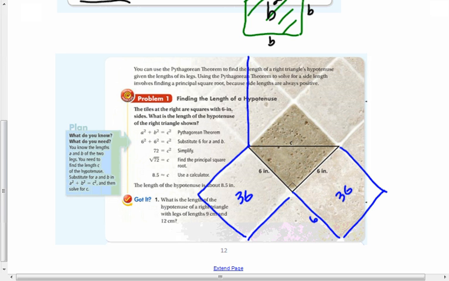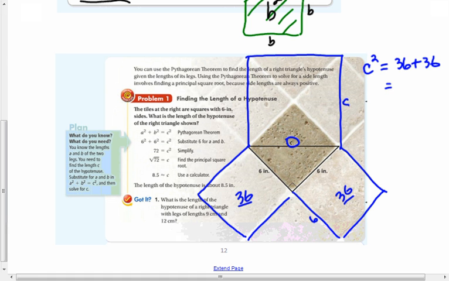And the area of this square right here on the hypotenuse would be the same as what I would get if I added these two together. So this is C. So I can say right here that C squared is equal to 36 plus 36, which is 72. And that comes from the Pythagorean theorem. Remember, a squared plus b squared is equal to c squared.